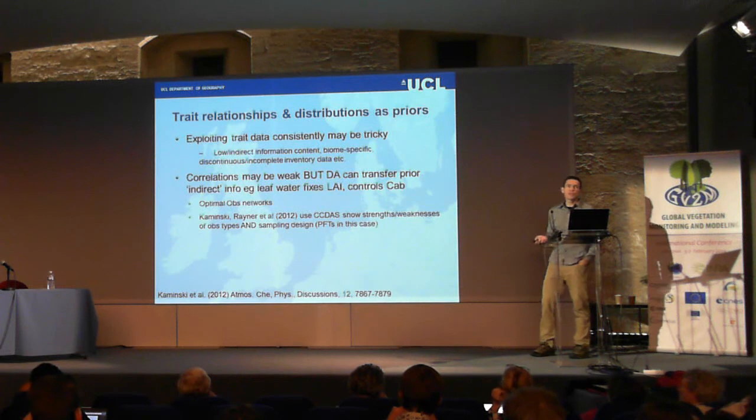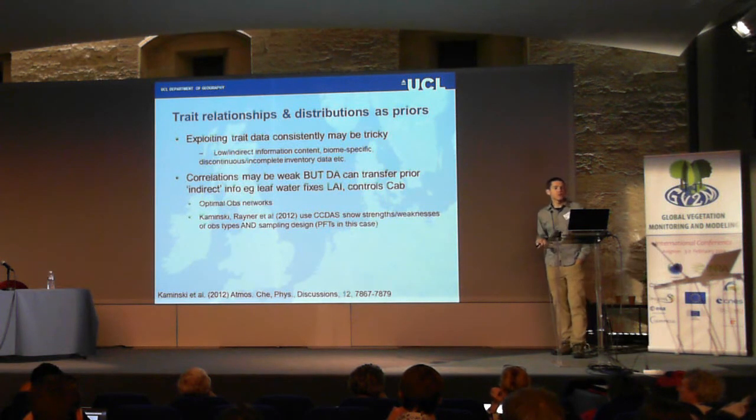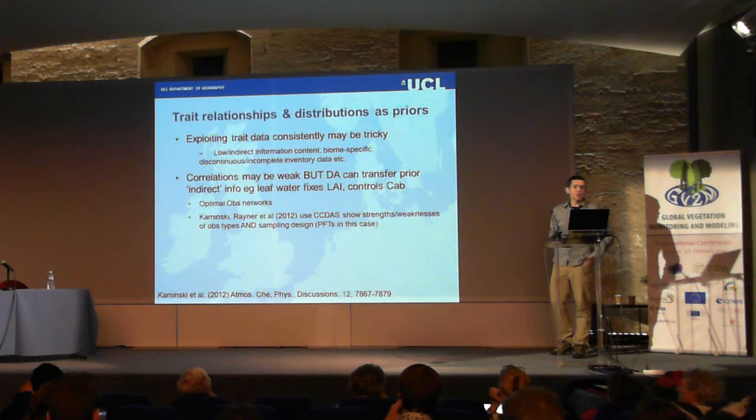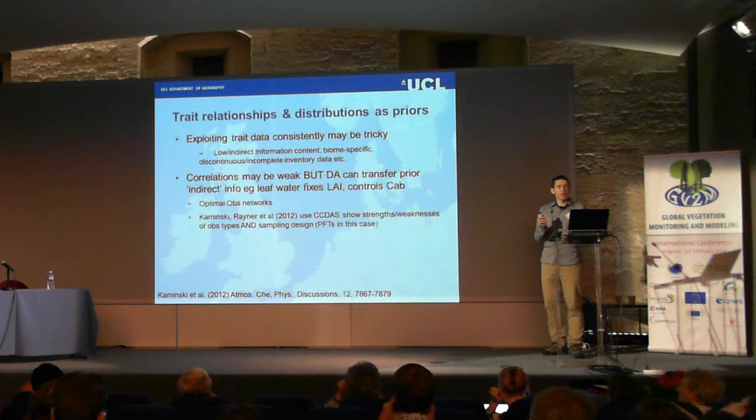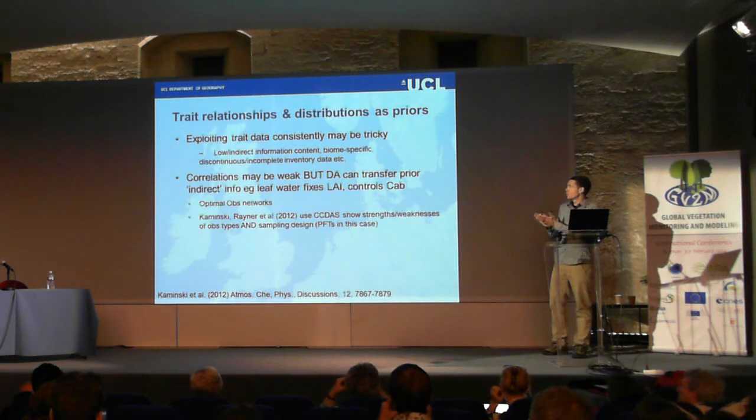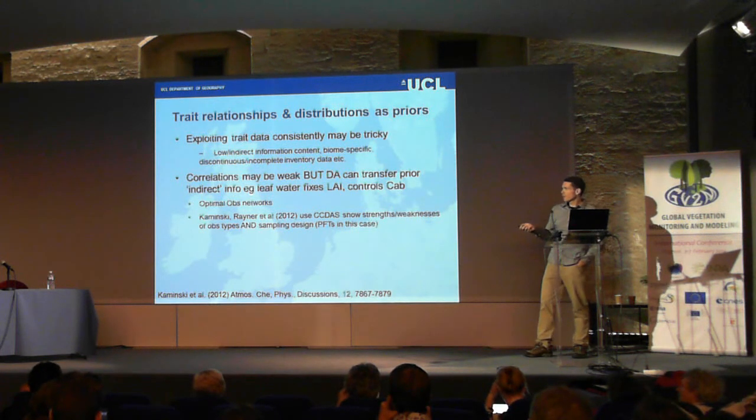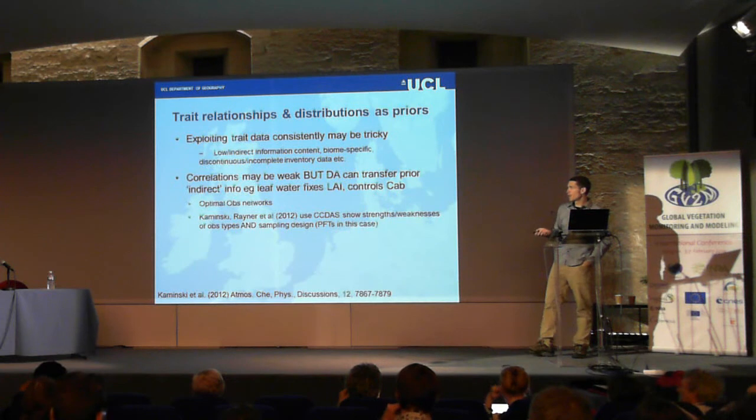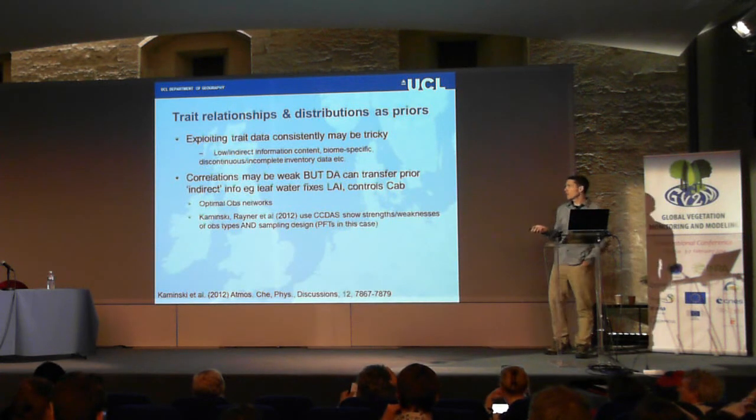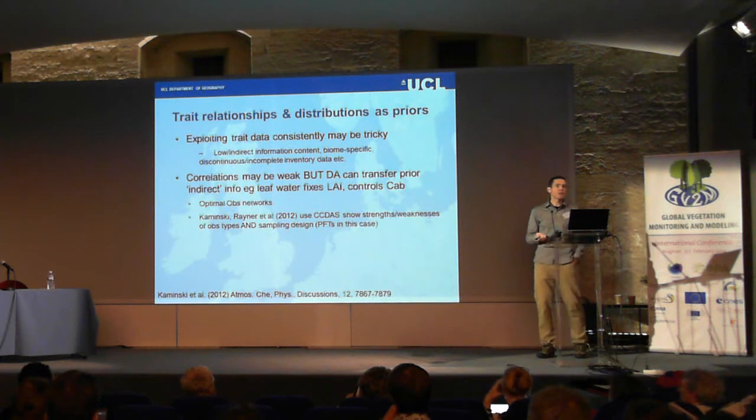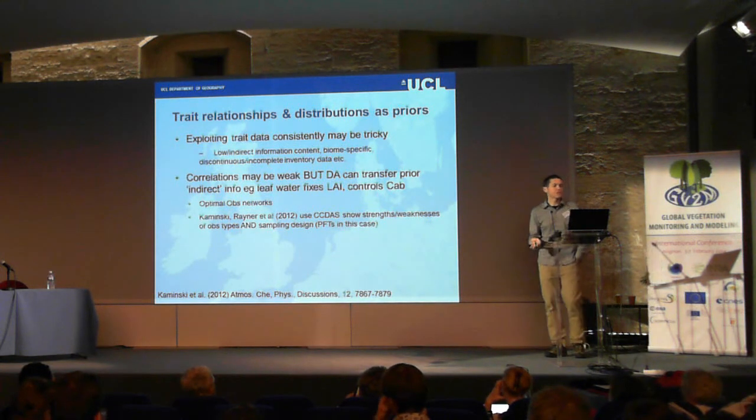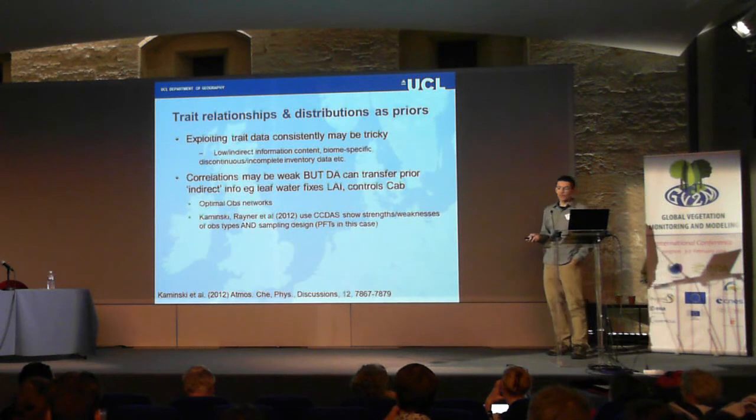There may be weak correlations, but we know that one of the things a data assimilation scheme is good for is transferring indirect prior information into something that our assimilation scheme can use, into things like transferring from LAI to pigment and water and so on. And there's been some very interesting work related to this over recent times by Thomas Kaminski and Peter Rayner and various other people, but this is a really good example using the CCDAS, the Carbon Cycle Data Assimilation Scheme, to show the strengths and weaknesses of particular observation types and sampling design.